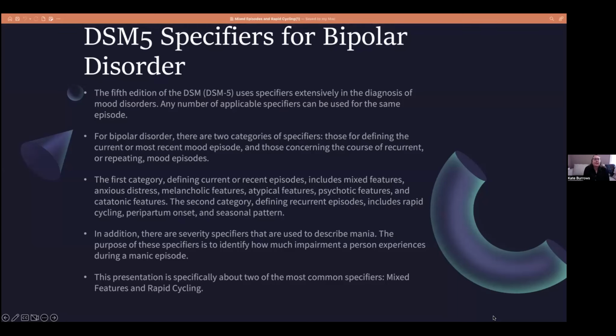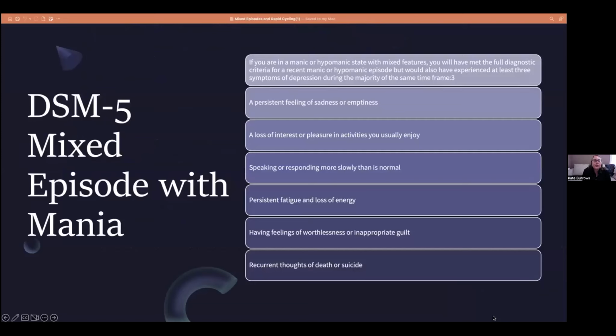So, mixed episodes. The DSM-5 says that if you are in a manic or hypomanic state with mixed features, you will have met the criteria for a recent manic or hypomanic episode, but also have experienced symptoms of depression. How this looks for me, I'll just tell you: mixed episodes look like I'm really hypersexual, really manic, running all over the place, doing a lot of work, but also suicidal. That might be an example of a mixed episode.